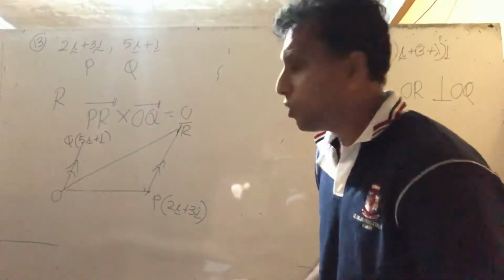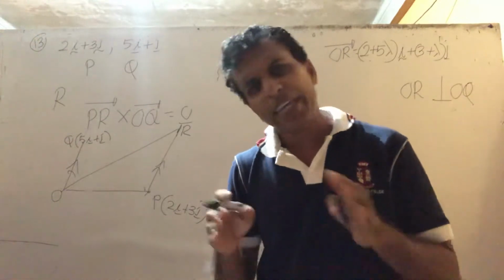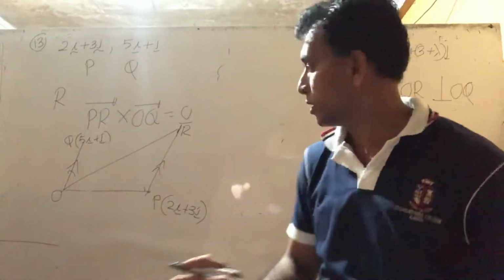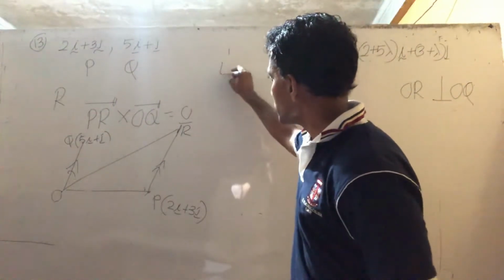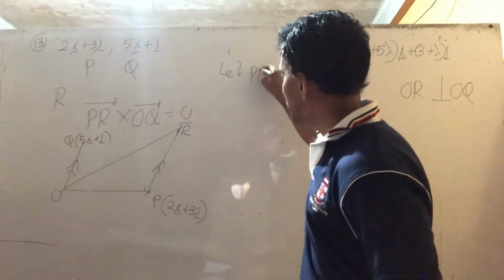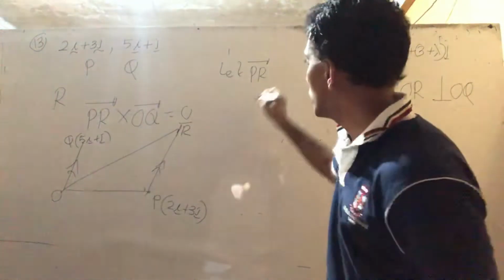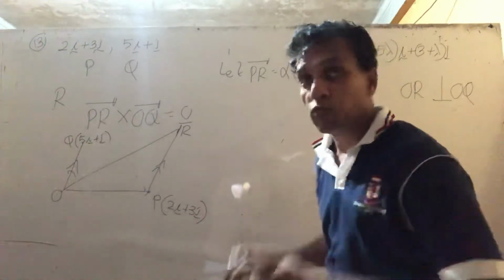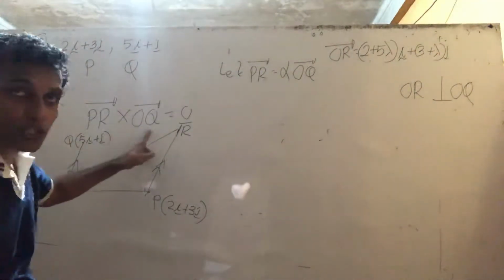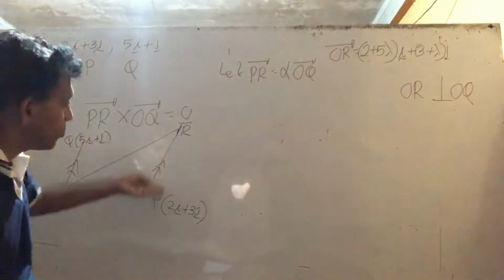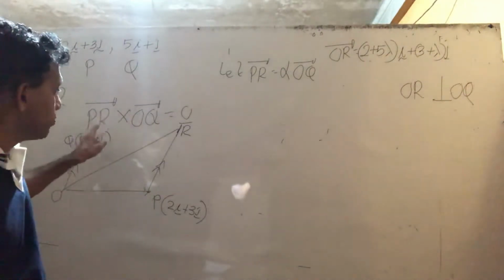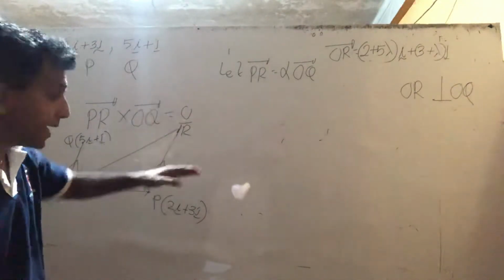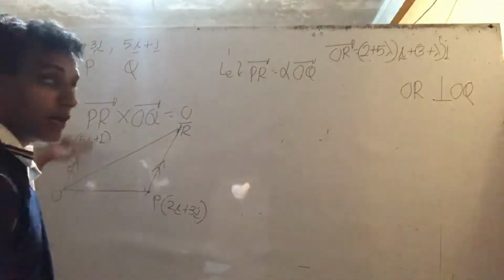So what's the idea? If two vectors are parallel, then one is a multiple of the other, with a longer or shorter length, so they are parallel. So here I take vector PR equal to some alpha times vector OQ. Before that you write this: PR cross OQ equal to 0, therefore PR is parallel to OQ, right? If PR cross OQ, that means the vector product, equals the 0 vector, then vector PR is parallel to OQ.